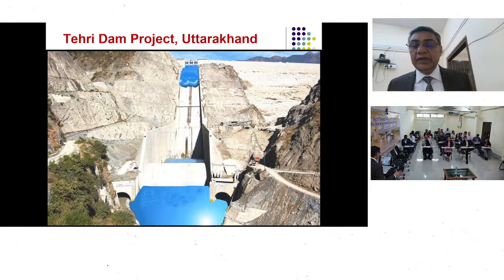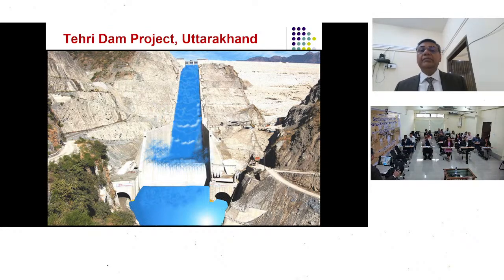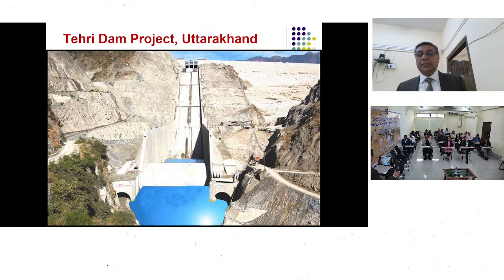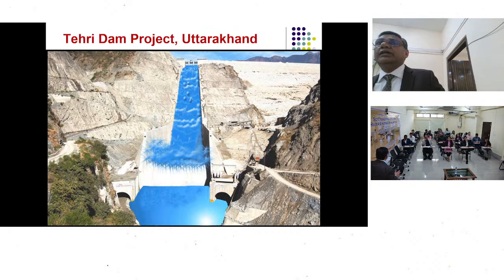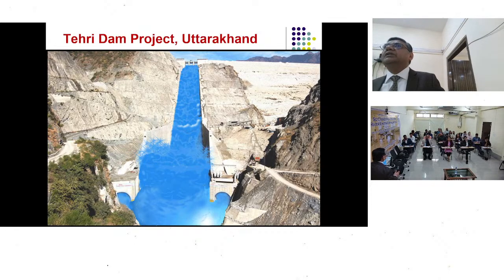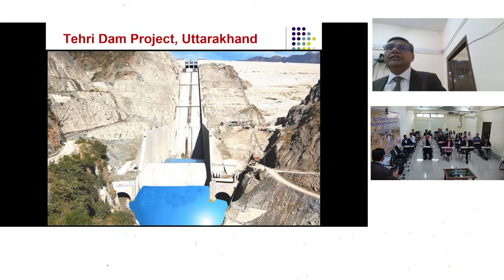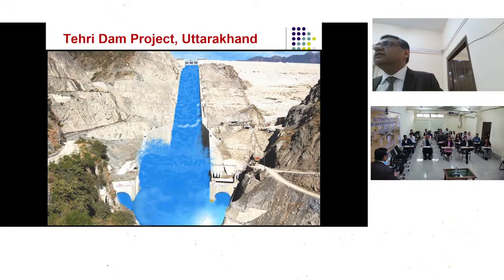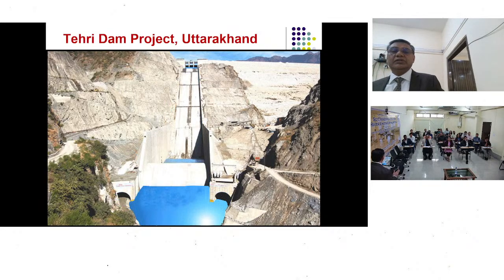The 260.5 meter high Tehri Dam. If you happen to visit the project, it's really beautiful. CSMRS was involved in the quality assurance of this project, and we used to visit once a month there. Quality control was being done by the THDC personnel. The contracting agency was, I think, Jaiprakash Associates.